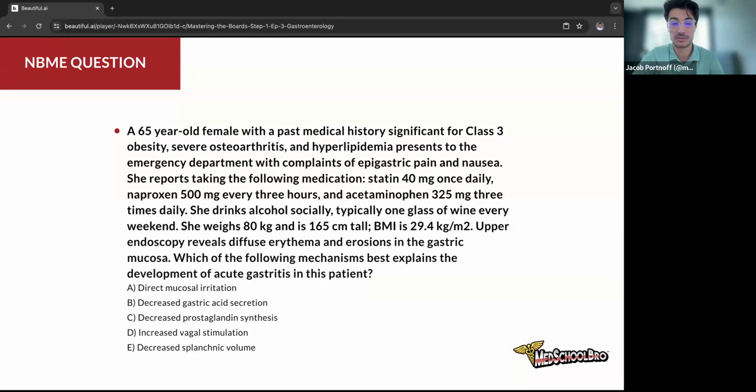Upper endoscopy reveals diffuse erythema and erosions in the gastric mucosa. Which of the following mechanisms best explains the development of acute gastritis in this patient?